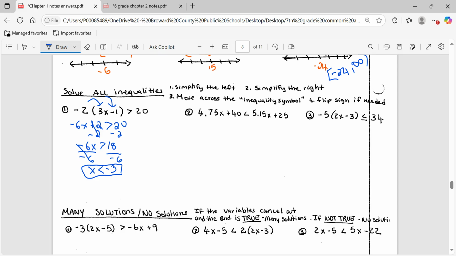Let's put this on a number line. What number am I going to have? -3. Open circle or closed circle? Open circle. And if x is less than, it's going to go to the left. All right, I want you to pause now. You're going to try number 2 and number 3.